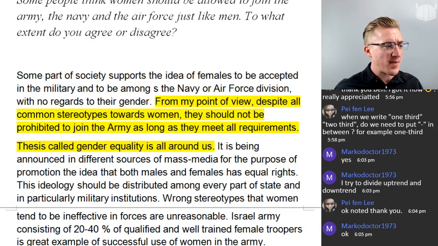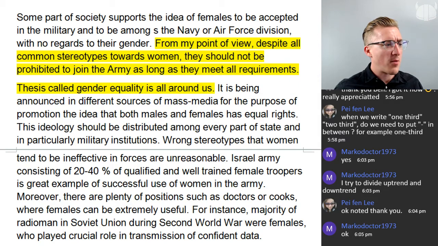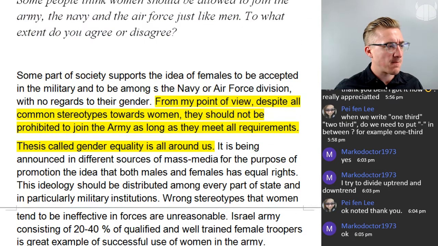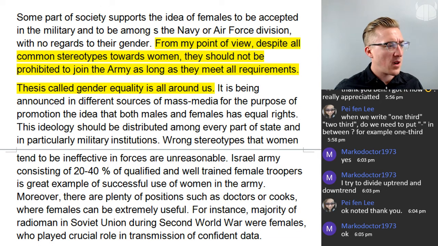All right, so let's see, especially when it comes to an opinion essay. From my point of view, despite all common stereotypes toward women, they should not be prohibited to join the Army as long as they meet all requirements. Okay, so in other words, they should be allowed to join, right?